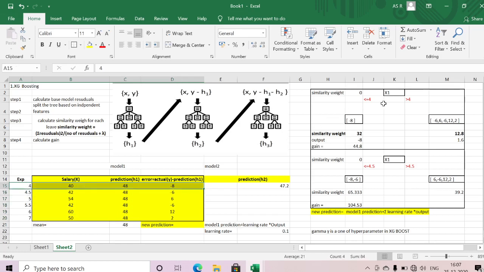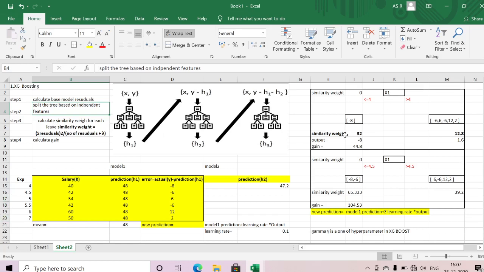Here I am splitting the tree based on our first record. I don't know the actual threshold, that's why I'm taking 4 as my threshold. Less than or equal to 4, I'm splitting the tree. Less than or equal to 4, I got only one record on the left side. Then on the right side, I have the remaining 5 records. This is the way I have split our decision tree based on our independent feature. This is the second step.